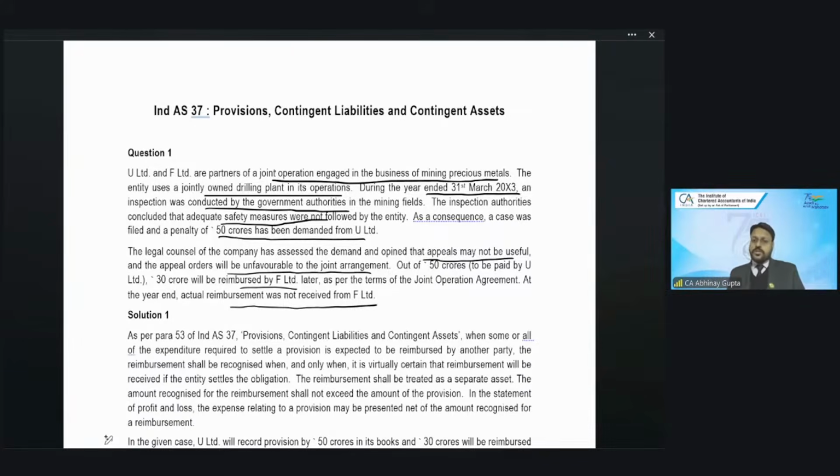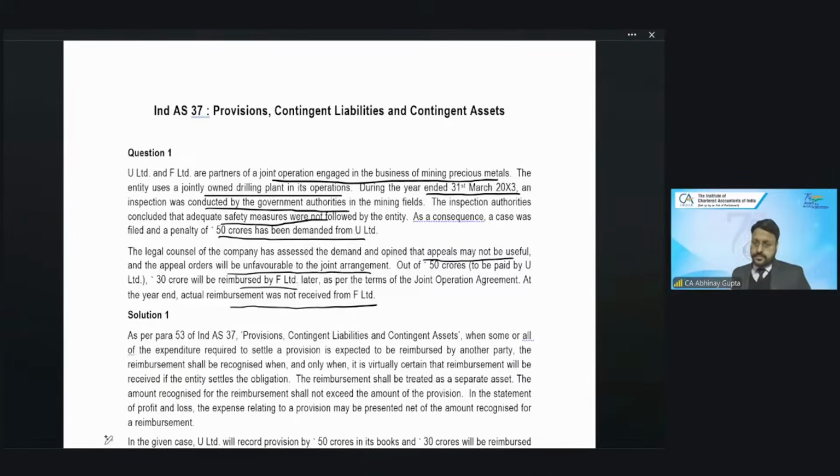U Limited wants to claim 30 crore from F Limited as per the terms of the joint arrangement. F Limited will be paying 30 crore once the 50 crore is discharged by U Limited, right? As at the reporting date, the 30 crore is not yet received from F Limited by U Limited. Right? Basis on this, what do you think? What would be the accounting and disclosures required?